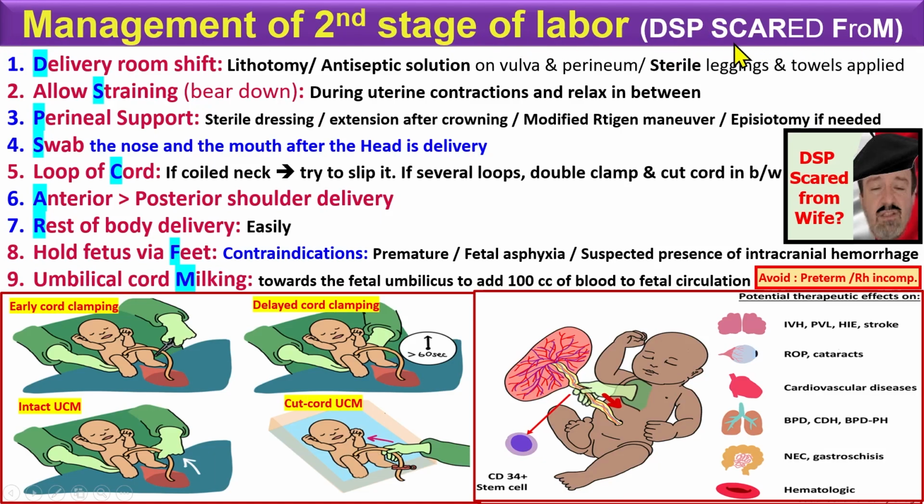DSP SCARFM: D is the delivery room shift as the training, P is the perineal support, S is the swab, C represents cord, A is the anterior and posterior shoulder, R represents the rest of the body. Okay, and the other is F, which represents the feet, and M represents the milking. So this is the second stage of labor.